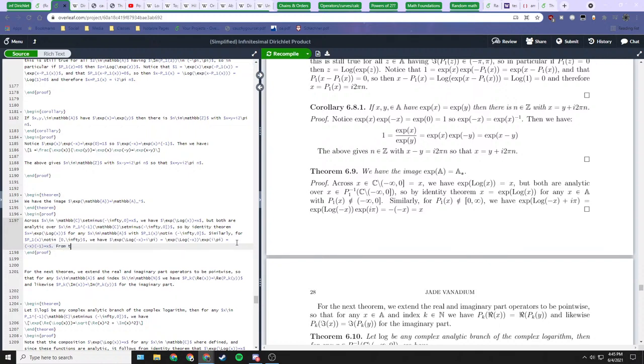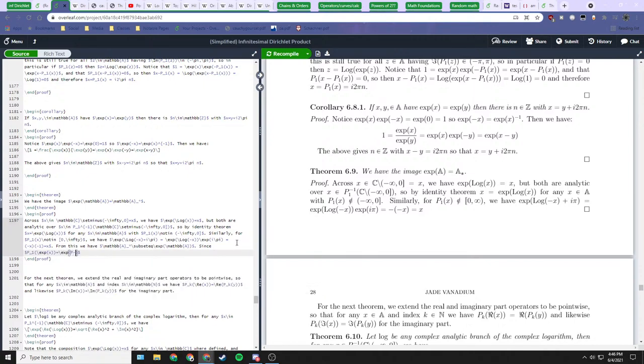So from this, we have exp of A, or you can say A star, is a subset of the image, since p1 of exp of x is equal to exp of p1 of x, which is non-zero. We have also the other way around.